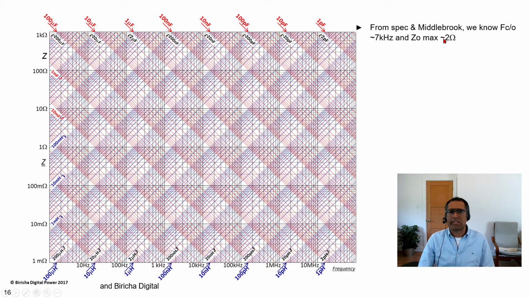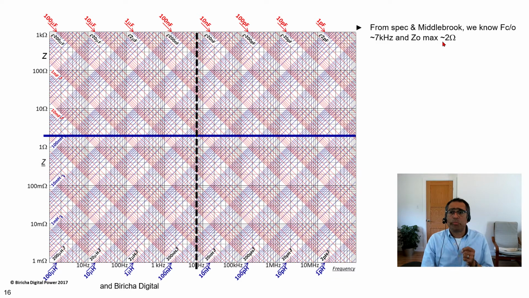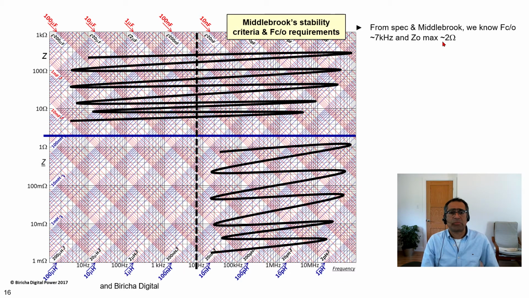We can immediately draw these lines on our impedance paper. So first, this is the 7 kilohertz line. Okay, so that is the cutoff frequency. I already know that. I also know that Z cannot be more than 2 ohms. Okay, that's because of Middlebrook. So I can immediately cross all of this area and all of this area out. Then the intersection between this line here and that line here immediately gives me the minimum value of the capacitance and the maximum value of the inductance that I can use, because that is the absolute minimum value.